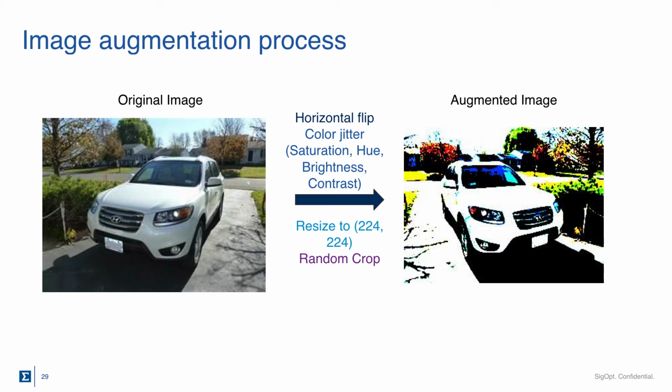So our image augmentation process is pretty simple. Each image is going to go through a horizontal flip. It'll be resized and randomly cropped. And where SIGOPT comes in is in suggesting parameters for our color jitter, specifically saturation, hue, brightness, and contrast.